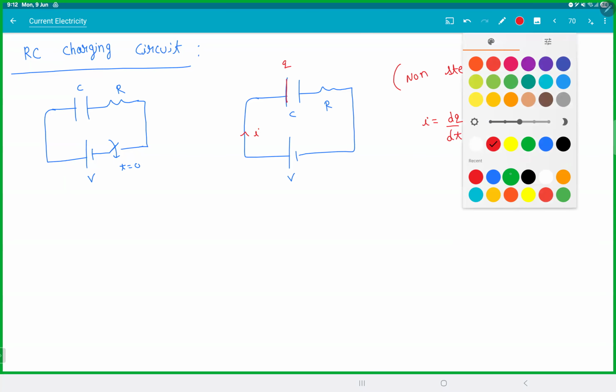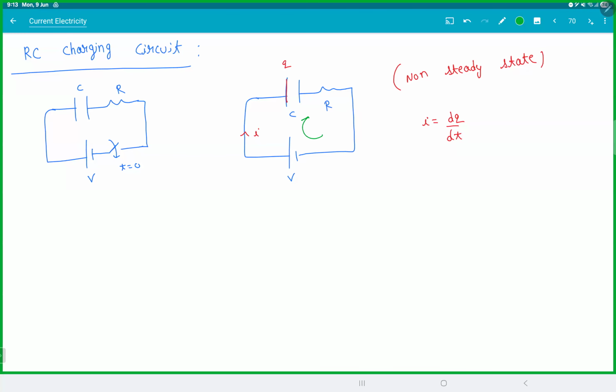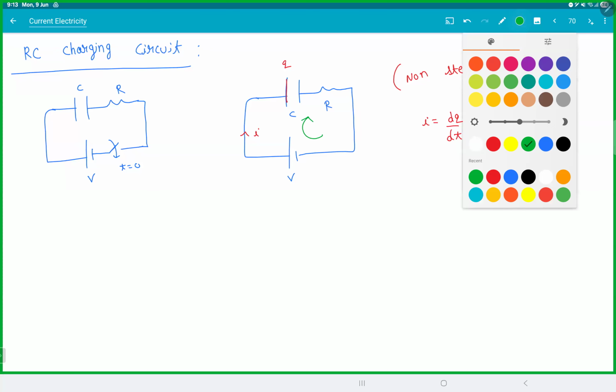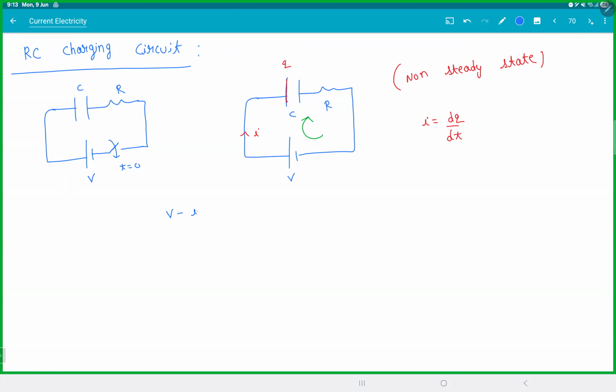In a non-steady state, it doesn't matter what state it is, Kirchhoff's law is always valid. Apply Kirchhoff's law. V minus IR minus Q by C is equal to 0. So CV minus Q by C is equal to R into dq by dt. Then dq by (CV minus Q) is equal to dt by RC. Integrate this. I hope everyone remembers this integration.